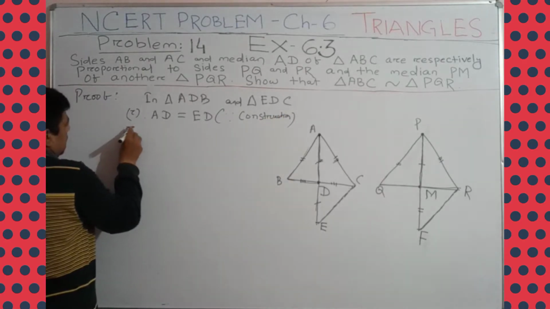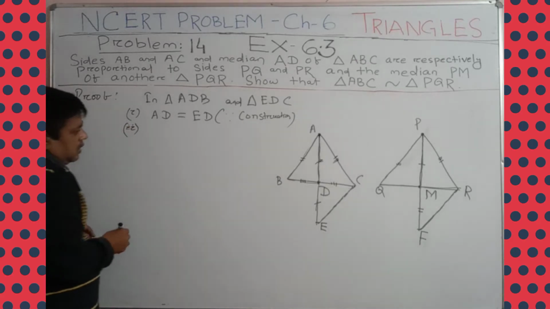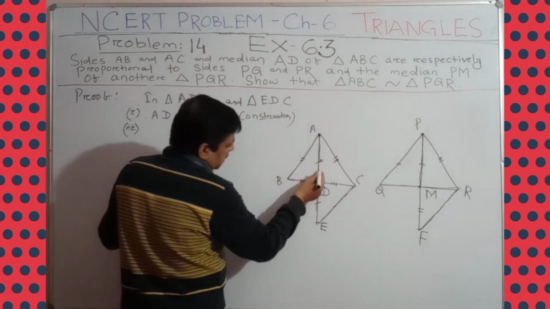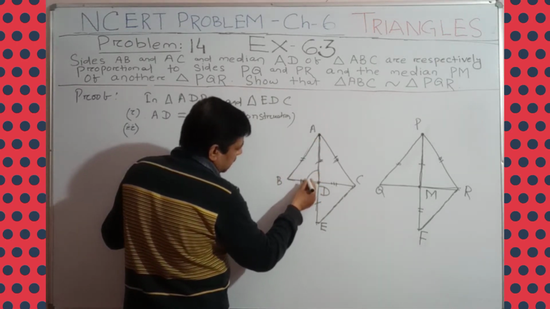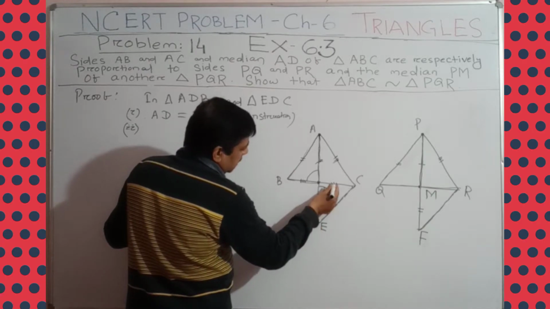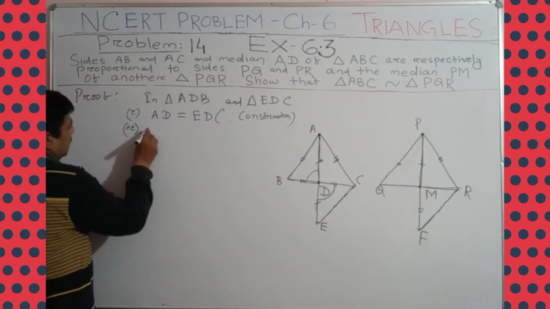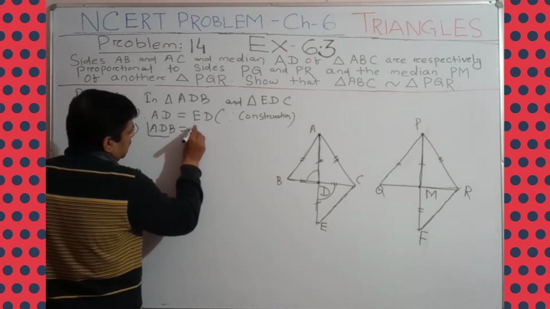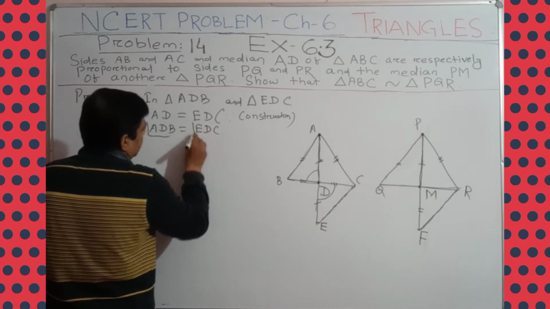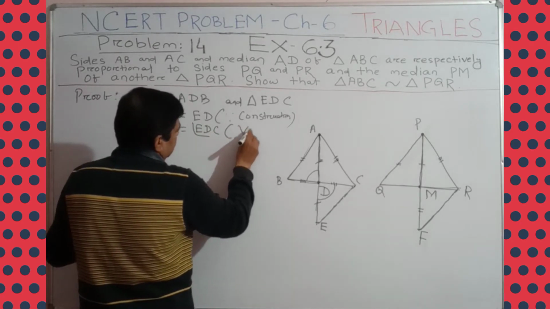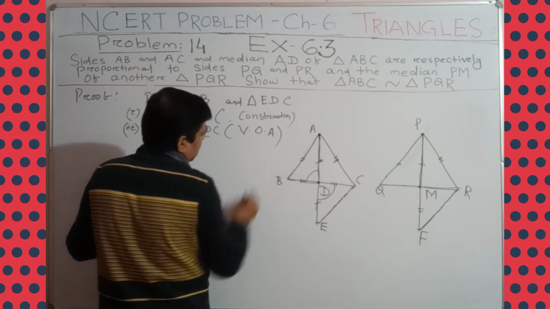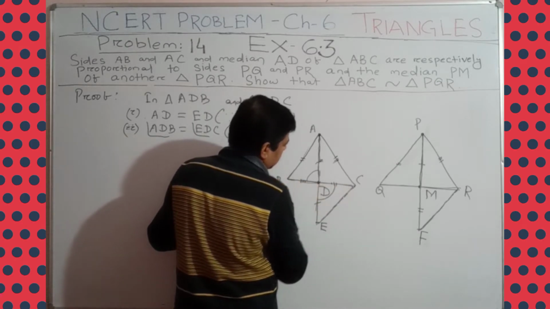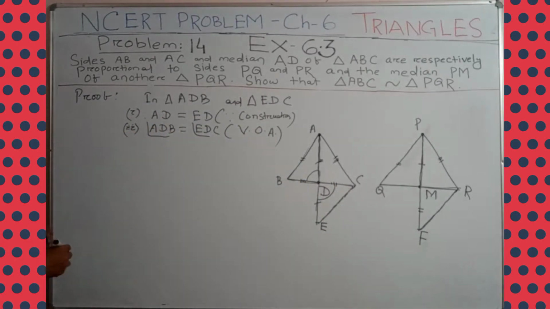And the second one is that the ADB angle is equal to the EDC angle. Yes or no? ADB angle is equal to EDC angle. Why? Vertically opposite angles. Because line AE and line segment BC intersect at the point D, so their vertically opposite angles are equal.